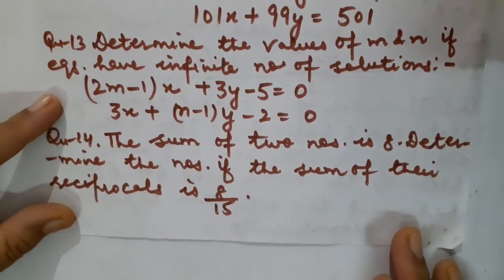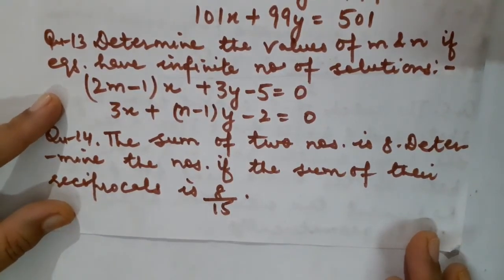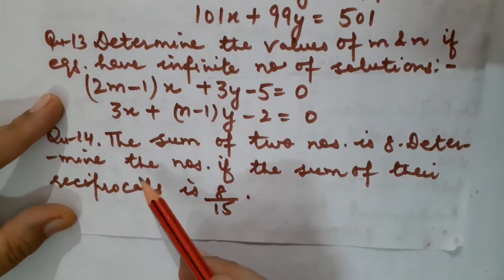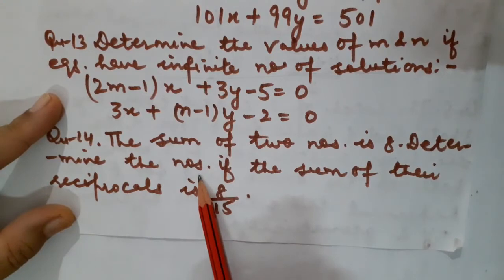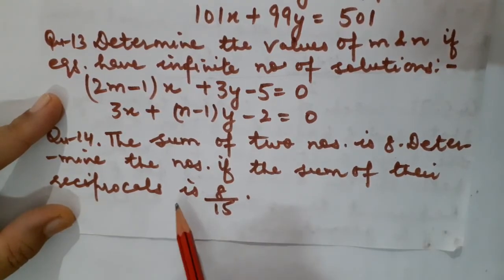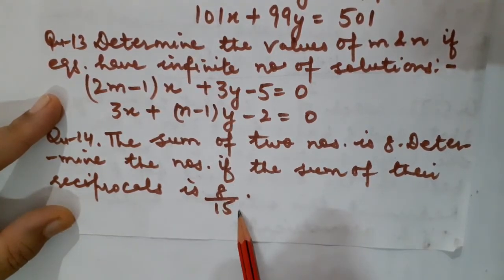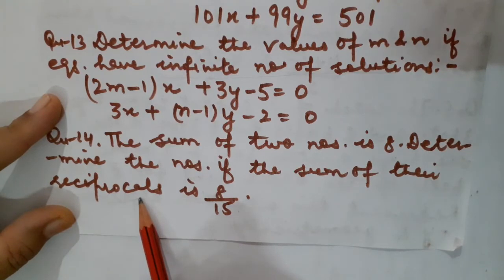Now children, just look at the last solution of today's assignment. That is, the sum of two numbers is 8. Determine the numbers if the sum of their reciprocals is 8 upon 15. Children, what do you mean by reciprocal?